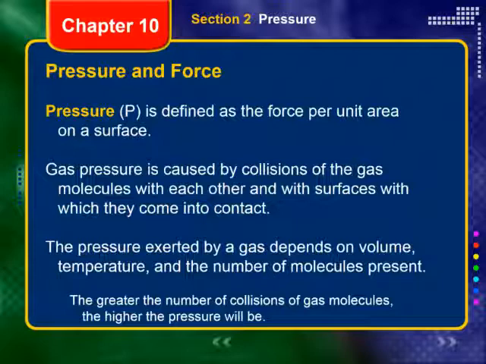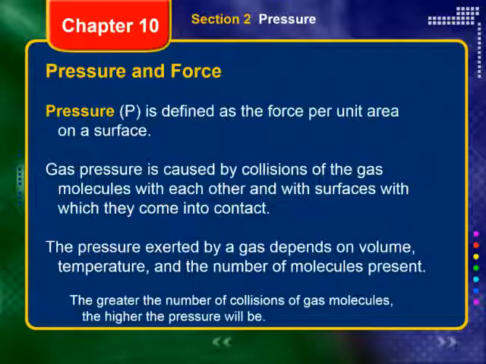Pressure, which is represented by a capital P, is defined as the force per unit area on a surface. Gas pressure is caused by collisions of the gas molecules with each other and with surfaces with which they come into contact. Remember last lecture I asked you to picture gas in a bottle, the gas particles moving around the bottle, expanding, right, in their random, constant, rapid motion to fill that bottle. Again, picture those collisions. The collisions of those gas particles on the container walls is exerting pressure, right?